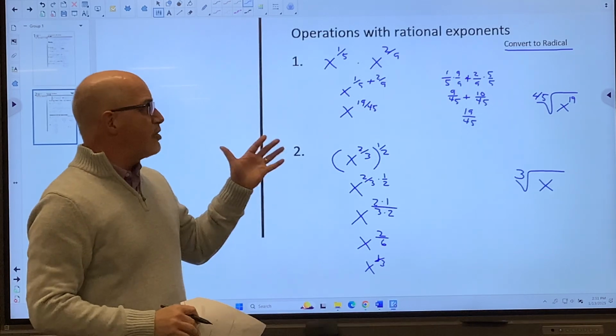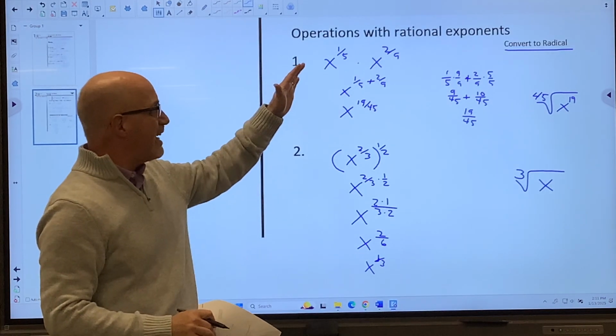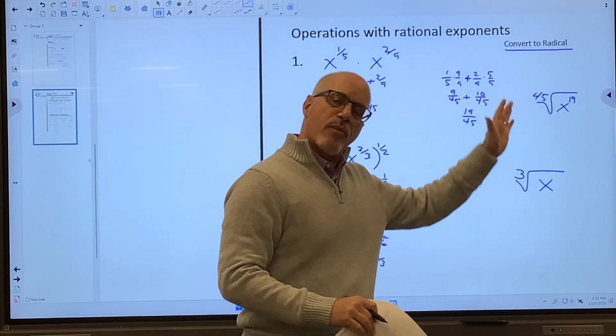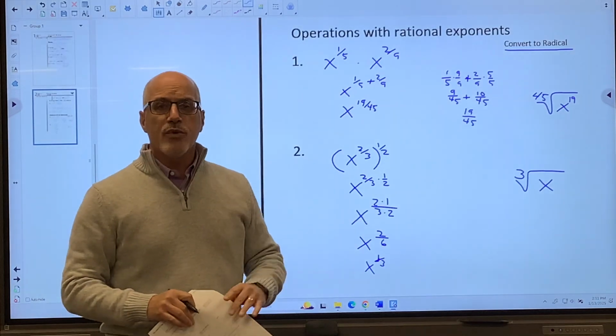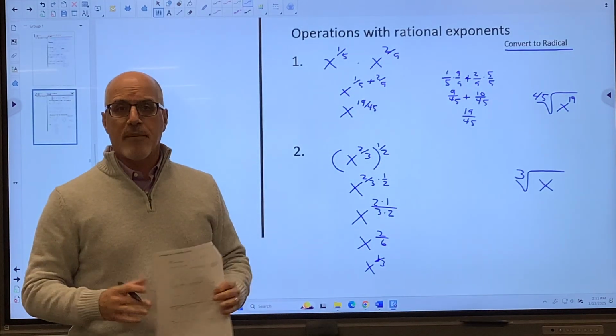So just to note here, what we want to do is learn how to take exponential form, convert it to radical form, and convert it to exponential form, and use all the rules we have for exponents and radicals to help us with that process.